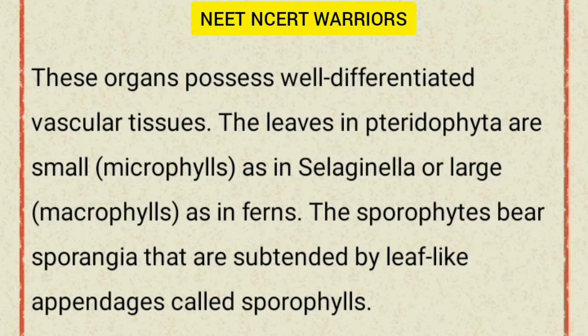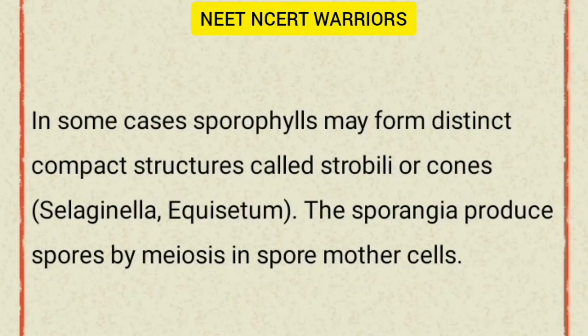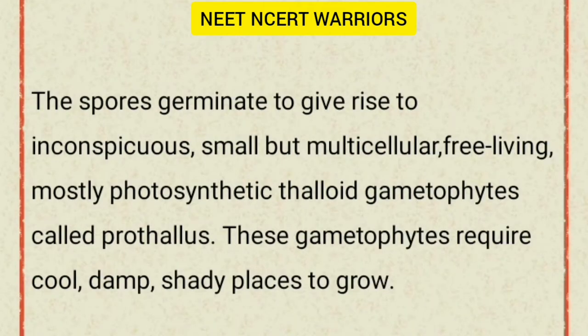The sporophytes bear sporangia that are subtended by leaf-like appendages called sporophylls. In some cases, sporophylls may form distinct compact structures called strobili or cones. Example: Selaginella, Equisetum. The sporangia produce spores by meiosis in spore mother cells. The spores germinate to give rise to inconspicuous, small but multicellular, free-living, mostly photosynthetic haploid gametophytes called prothallus.